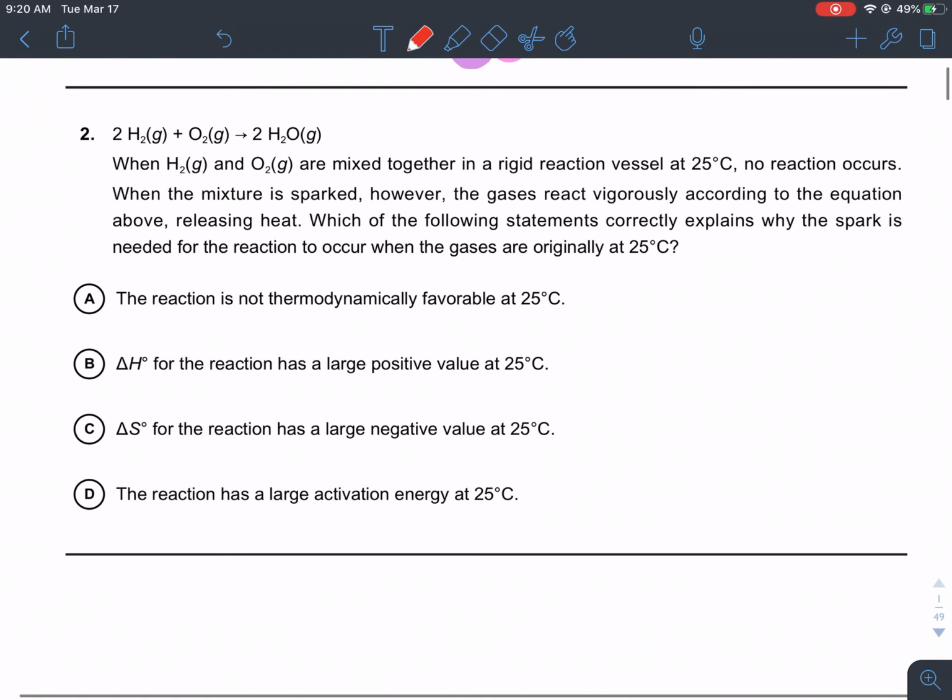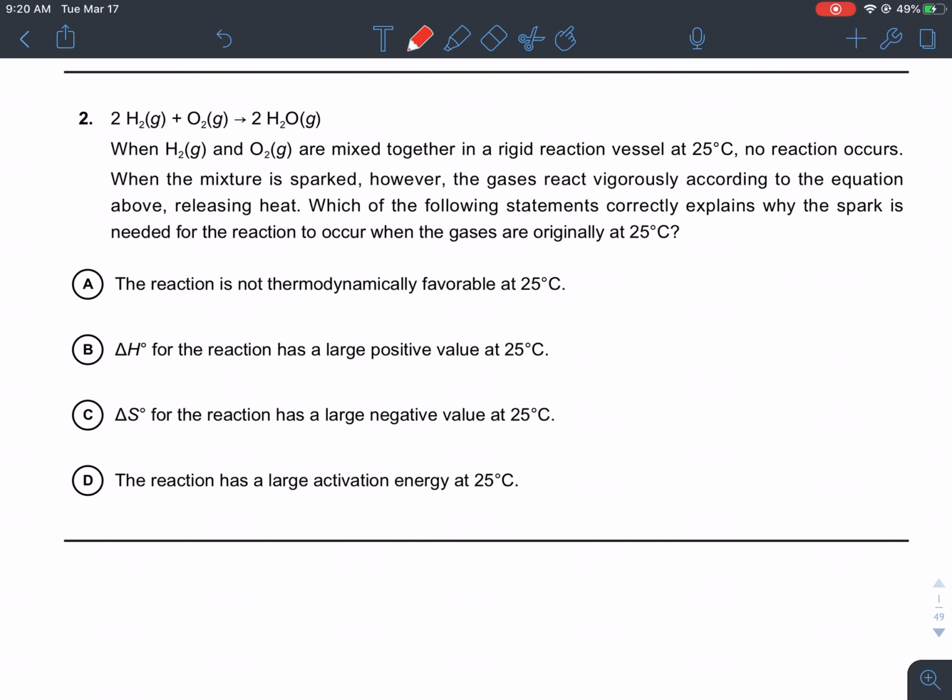Okay, this will bring up an idea that I really want to talk about, so this is good. You have 2 H2 plus an O2 yields 2 H2O. When H2 and O2 are mixed together in a rigid vessel at 25 degrees Celsius, no reaction occurs. When the mixture is sparked, however, okay, sparked, what the heck does that mean? However, the mixture reacts vigorously according to the equation above, releasing heat. Which of the following statements correctly explains why the spark is needed for the reaction? Why is the spark needed?